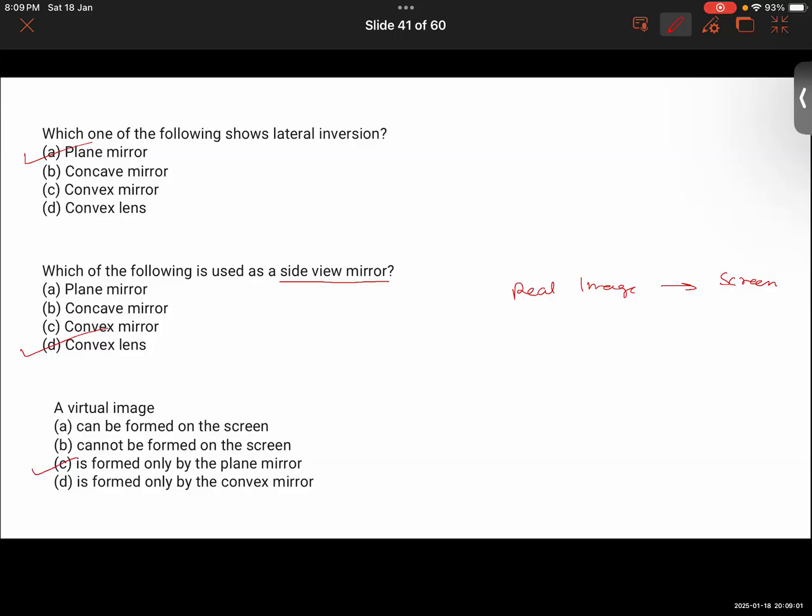Okay, because in the convex mirror, what we have learned, it forms a real and inverted image. Real and inverted image. Okay, keep that in mind.